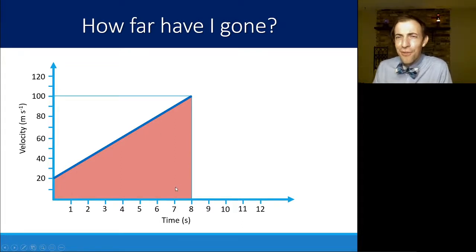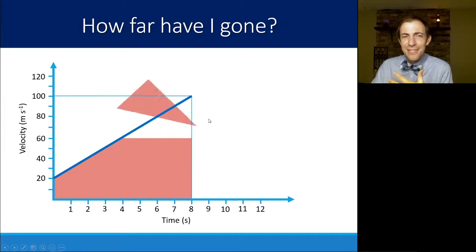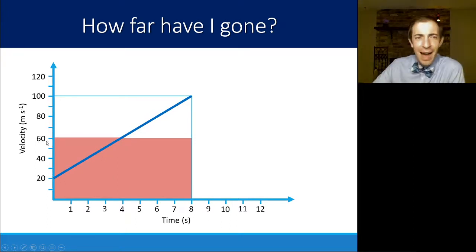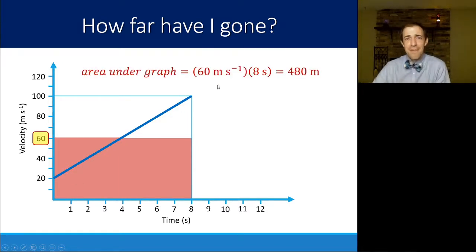You might know the formula for a trapezoid, or you might want to split it up into a rectangle and triangle. There's also another way that's kind of a clever way to find this in an easier area. We just slice off the top and then we slide it down there so it makes it a rectangle. Now, if I do that, I end up with a rectangle that has 8 seconds as the base and then 60 meters per second as the height. And I can find the displacement from that. 60 meters per second times 8 seconds is 480 meters.